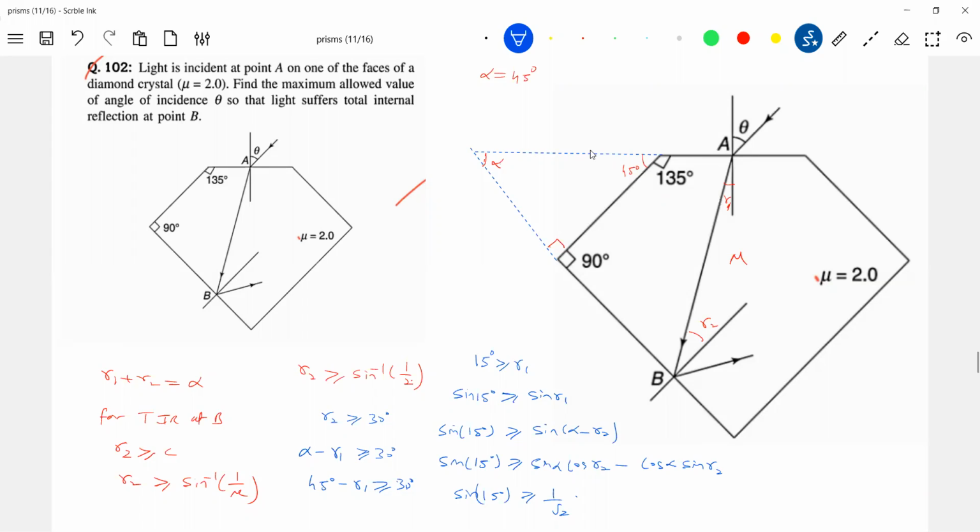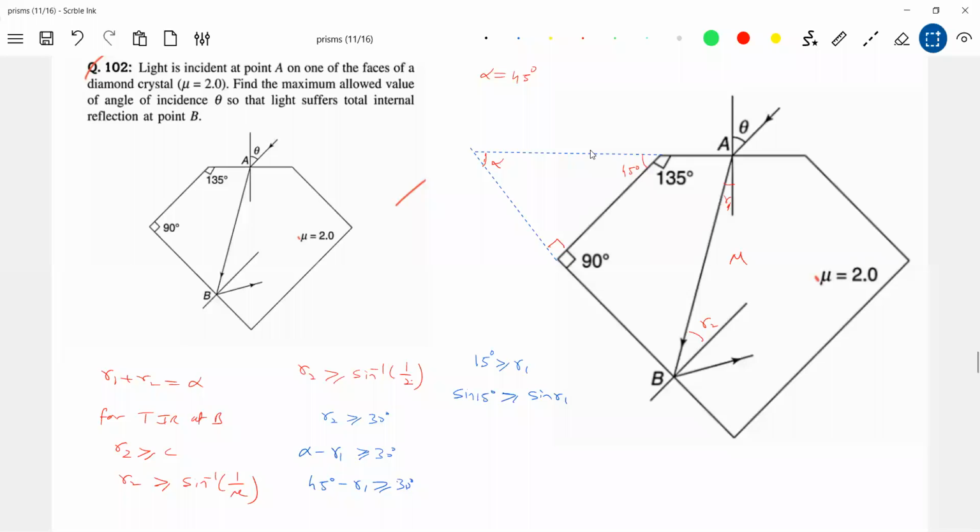Theta I should bring, no? I'll take this part out. Sine R1 I can write it as, I should bring theta, no? So applying Snell's law, sine theta equals mu sine R1, and mu we know is 2. So therefore this will become sine of 15 degrees is equal to sine theta by mu.